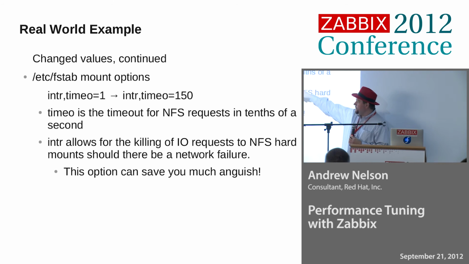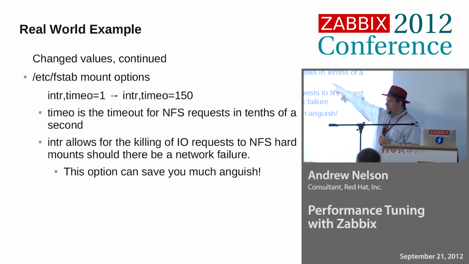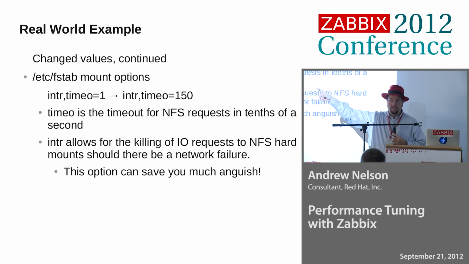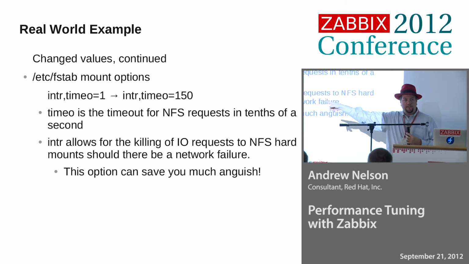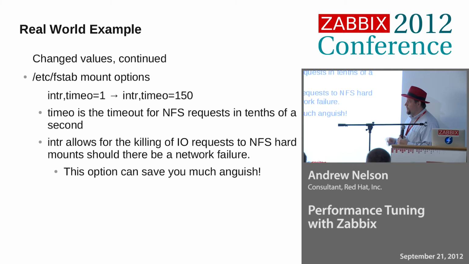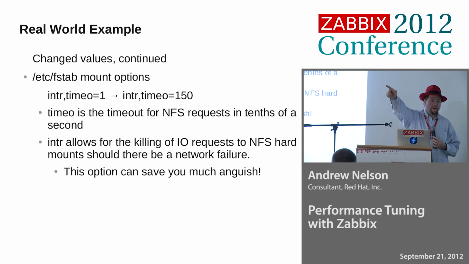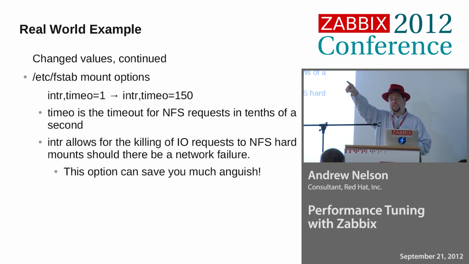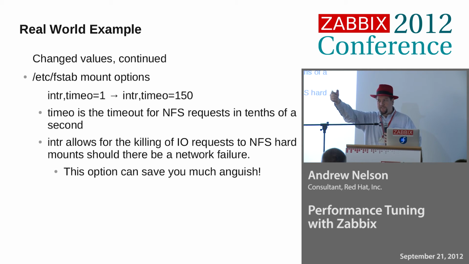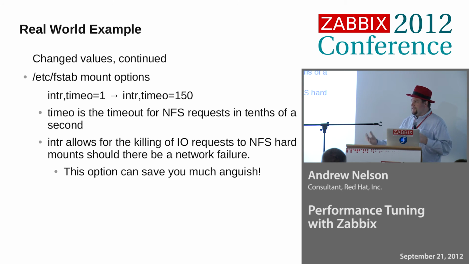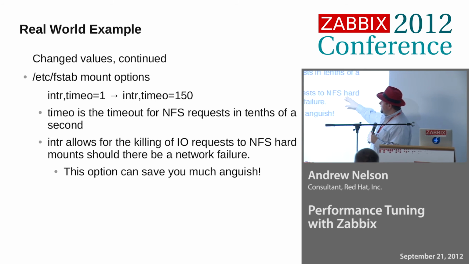As we can see, I had my timeout originally set to 1. Is that 1 second? That's 1/10 of a second. NFS timeout values are in tenths of a second. Hence now I've got it to 150, which is 15 seconds. So if my I/O operation takes more than 15 seconds, then it will retry the NFS operation. Can you guys see how that would actually make a huge difference in performance? So that's kind of a useful one.